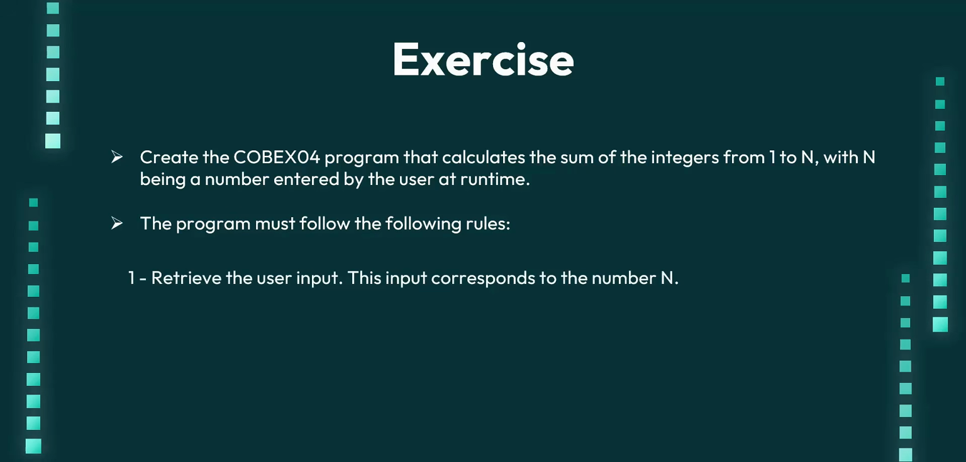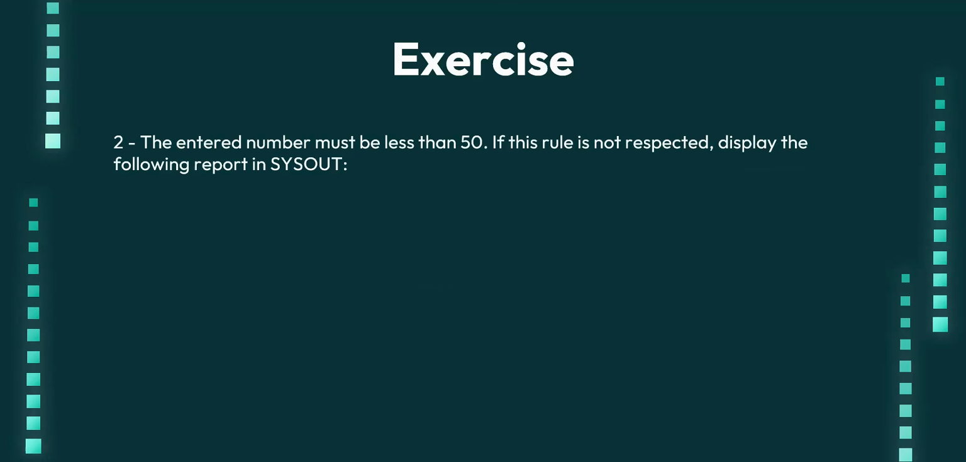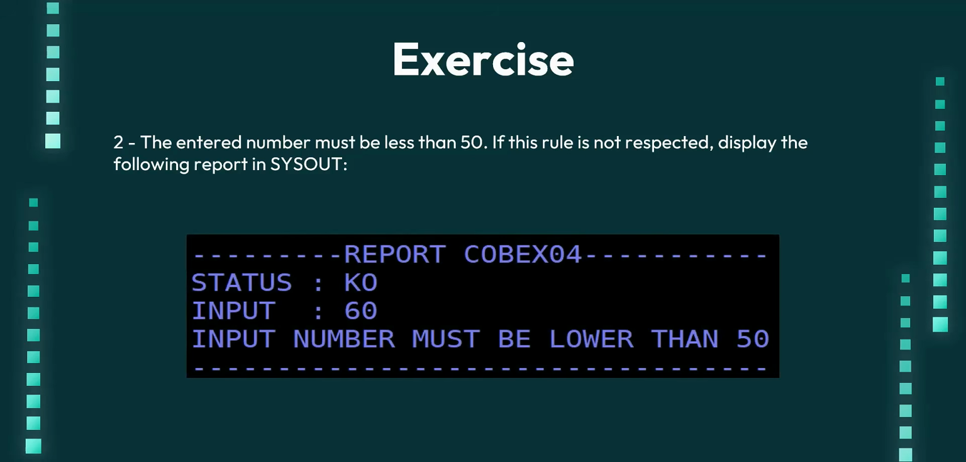First, retrieve the user input. This input corresponds to the number n. The entered number must be less than 50. Implement a check to verify this condition. If this rule is not respected, display the following report in sysout.